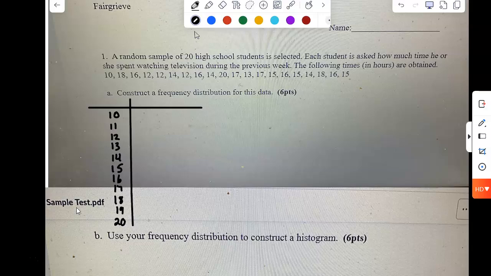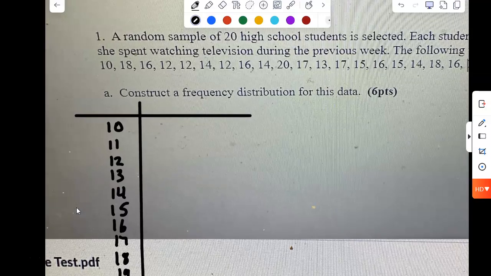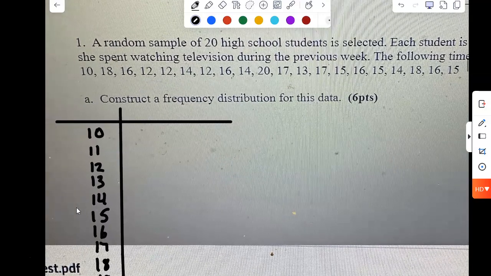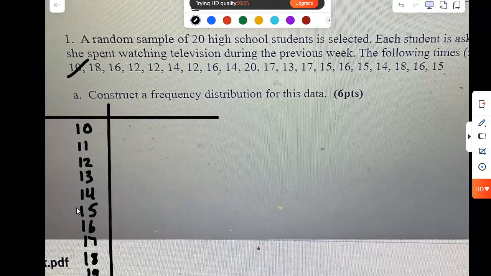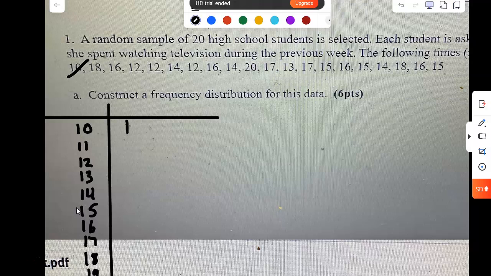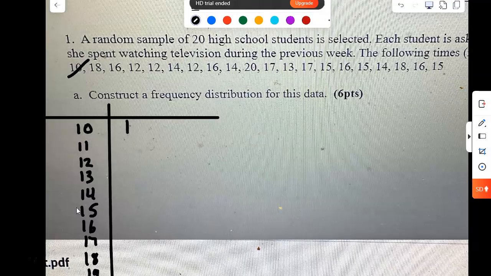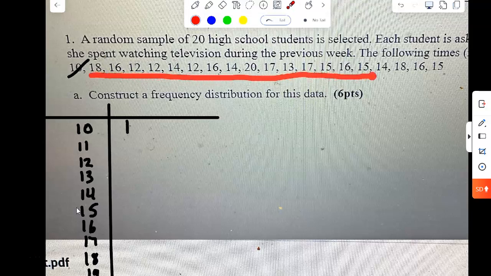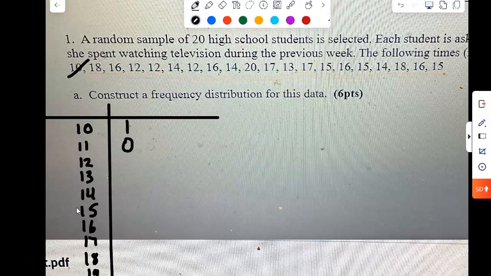What I'm going to do is, as I use something up, I'm just going to cross it out. So as I go through my list here, I have 10, so there's one of those. And then just keep going through my list. And that's it for 10. So there's only one 10. We then keep going. We look through for 11s. We go through our list here. We very quickly realize there are no 11s. So that would have a frequency of 0.